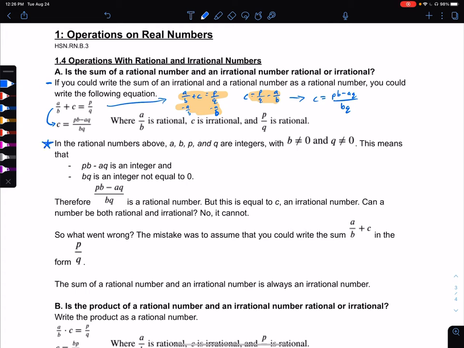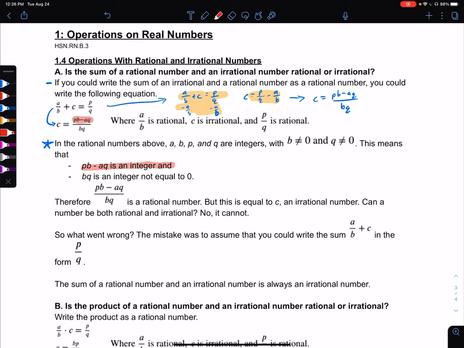All right, so let's jump here. In the numbers above, A, B, P, and Q are integers. We talked about this in the last example. If we're dealing with rational numbers, those numbers are going to have to be integers. And our denominators, B and Q, cannot be equal to 0 because that would cancel out the fact that they are rational numbers. This means that PB minus AQ, our numerator, is an integer.